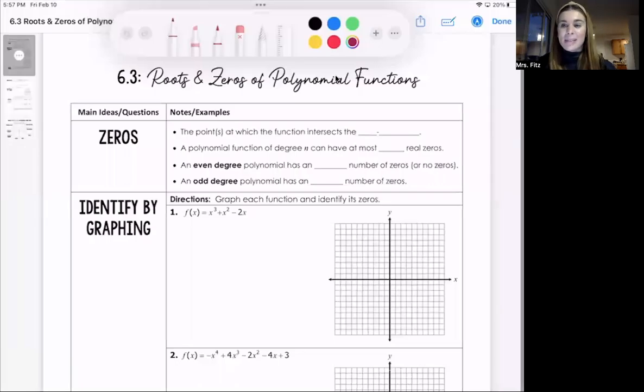Hi everyone, I am Mrs. Fitzpatrick and we are going to do a lesson today on roots and zeros of polynomial functions.